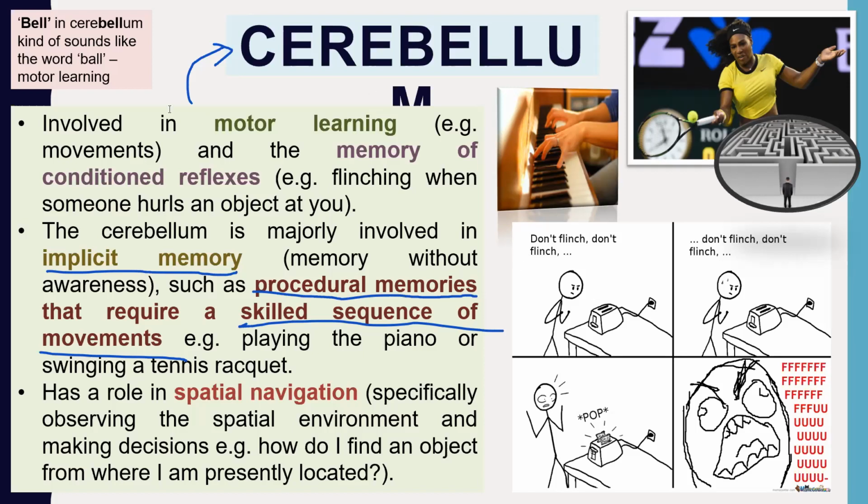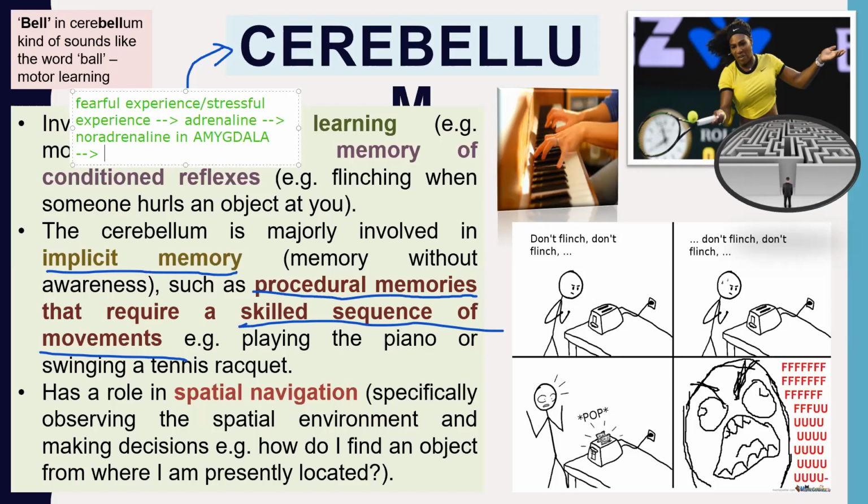If we remember the steps involved in that process, whenever we go through a fearful experience or a stressful experience, we said adrenaline is released, and the adrenaline leads to the release of noradrenaline in the amygdala. Okay, key word here being amygdala. So the amygdala comes into the picture even before the hippocampus does. And then we said the amygdala sends a signal to the hippocampus to then consolidate this experience into long-term memory.